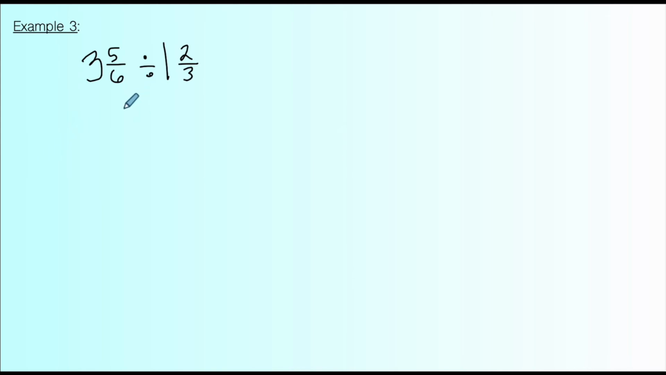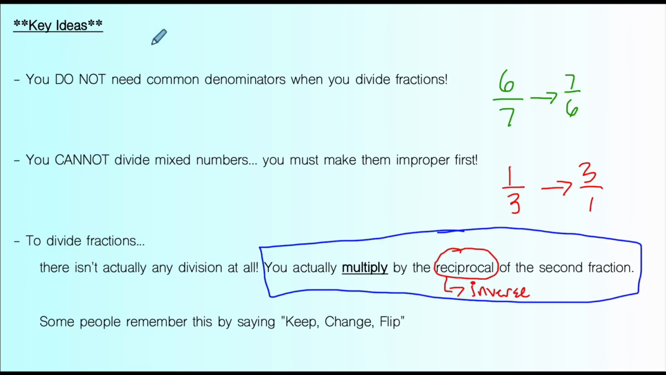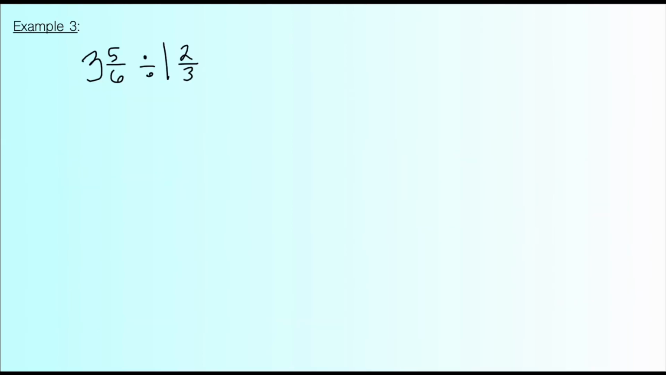Here we've got what type of fractions? Mixed numbers. And if you go back to the key ideas, you can't divide mixed numbers, just like you can't multiply mixed numbers. You have to make them improper and then go through your division steps. So the first thing I'm going to do is make both of these improper. 6 times 3 is 18, plus 5 is 23. So this fraction can be written as 23/6. And the second fraction, 3 times 1 is 3, plus 2 is 5, so 5/3.